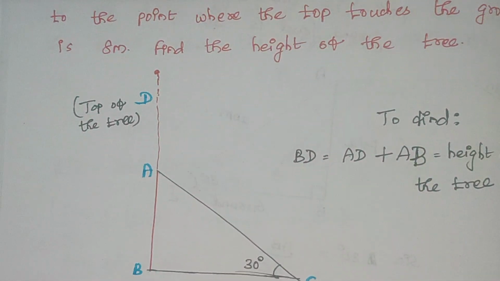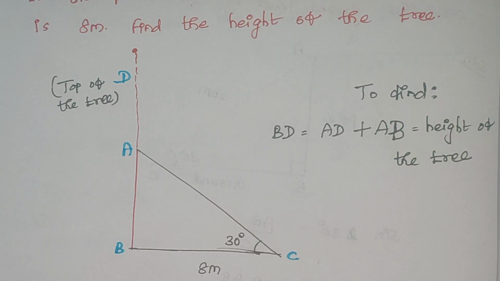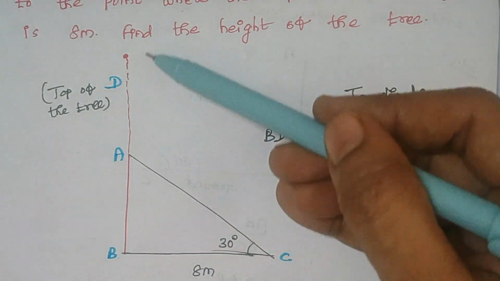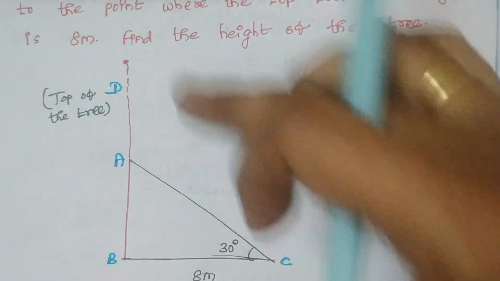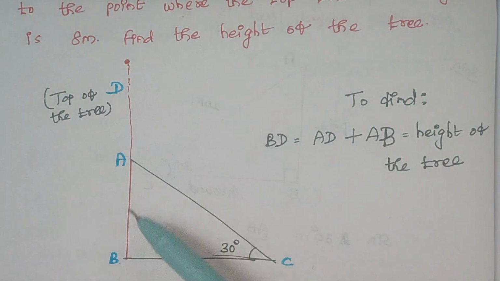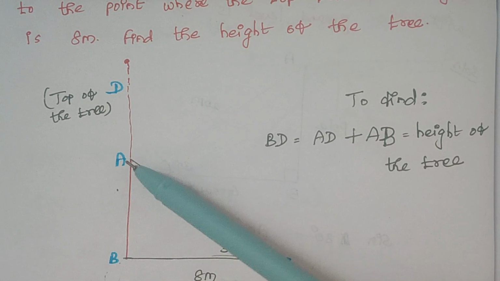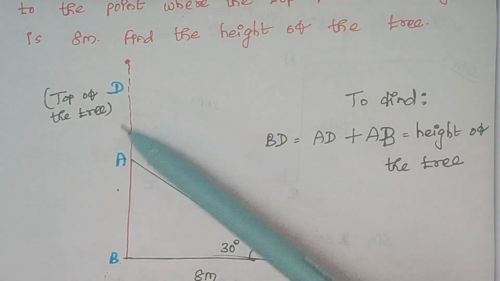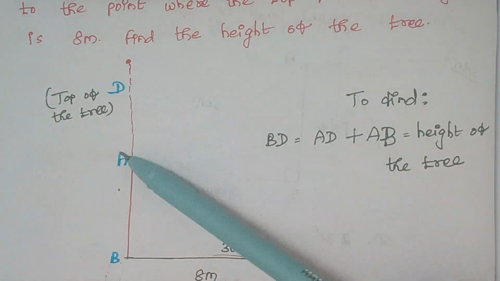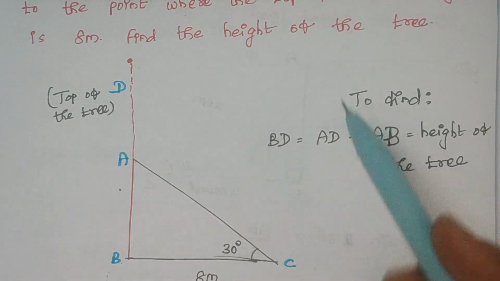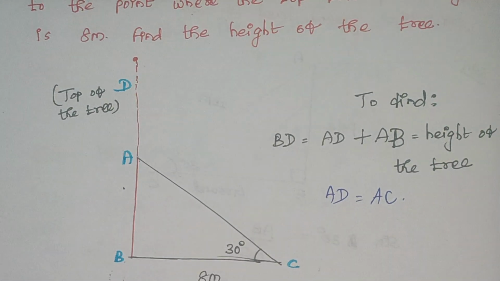So again the same diagram I have drawn here. From this diagram, what is the height of the tree? BD is the height of the tree, because this broken part lies here. So BD is nothing but AD plus AB. So we need to find AB as well as AD. This AD is equal to AC, because this broken part fell down here. So you can write AD is equal to AC.